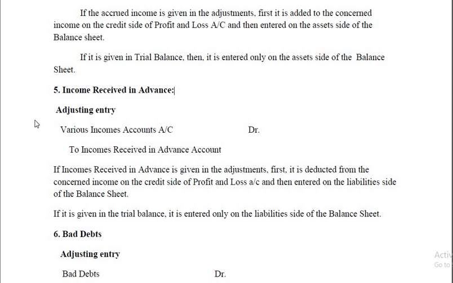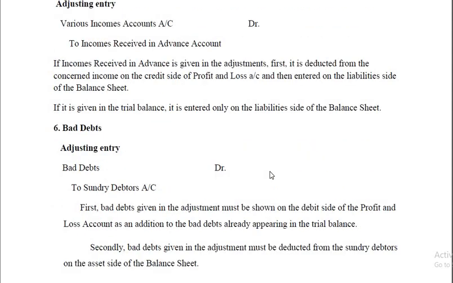So, how should it be adjusted? If income received in advance is given in the adjustment, it must be treated twice. First, it is deducted from the concerned income on the credit side of profit and loss account, and then entered on the liability side of the balance sheet.